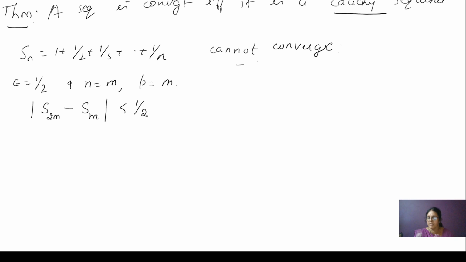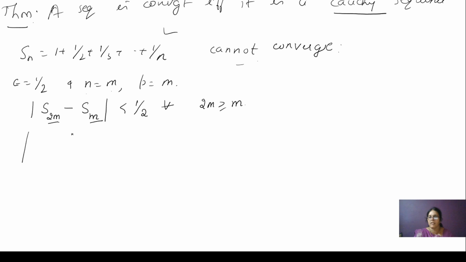Epsilon means half here, for every n1 greater than n2. So we know that 2m is greater than or equal to m, and for every n greater than or equal to m also. So here we have chosen n equal to m. So this means that S2m, what is S2m?